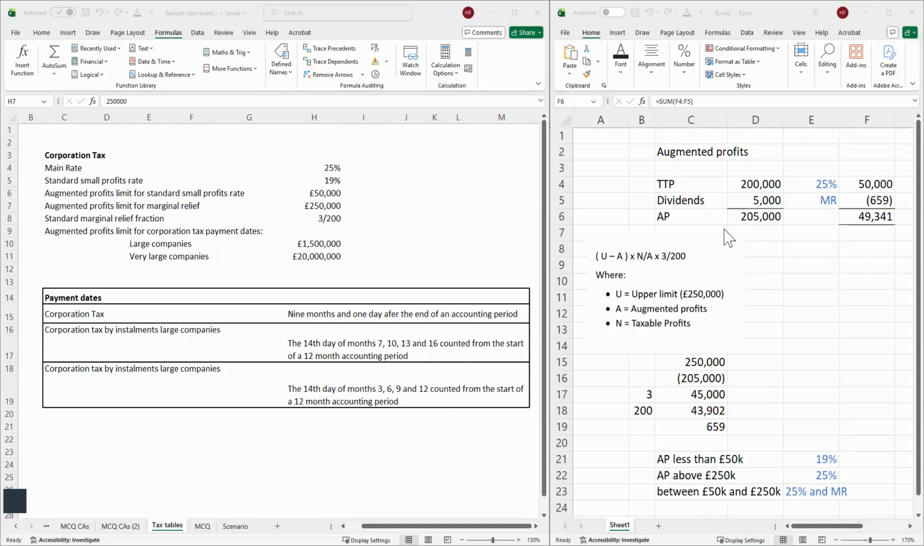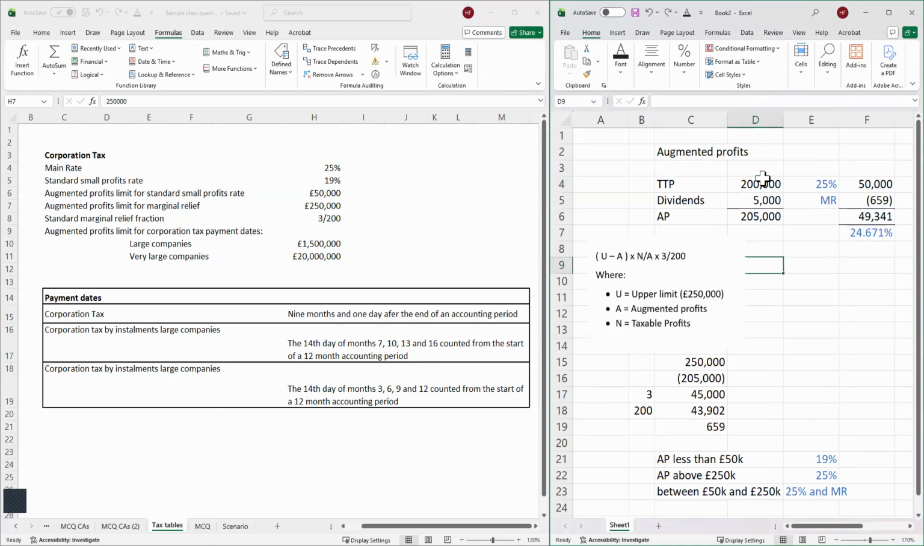low. So if we look at the blended tax rate here, we could take the tax and divide it by the taxable profits. We have a blended tax rate of 24.67%. So as we said, the augmented profits are quite close to 250,000. So the marginal relief is relatively low.